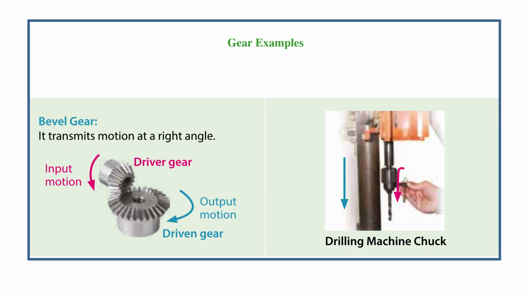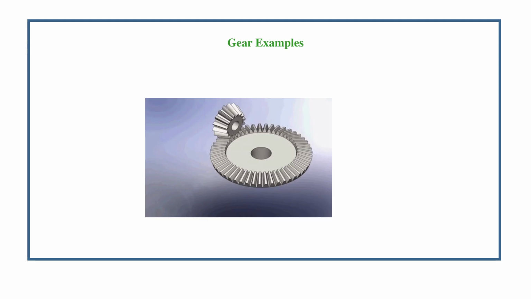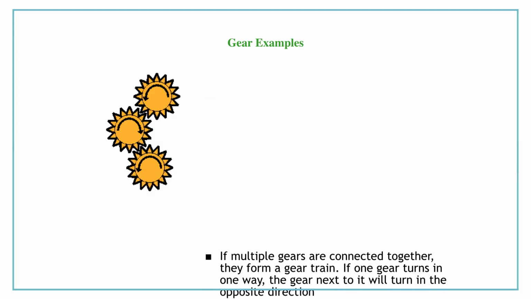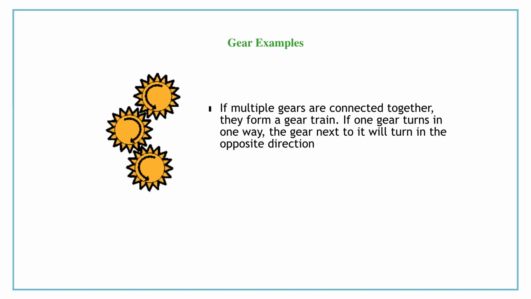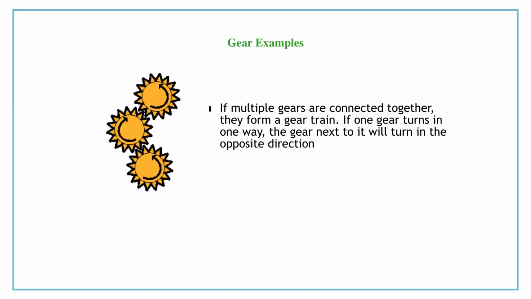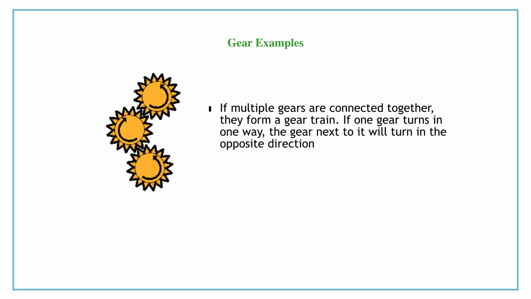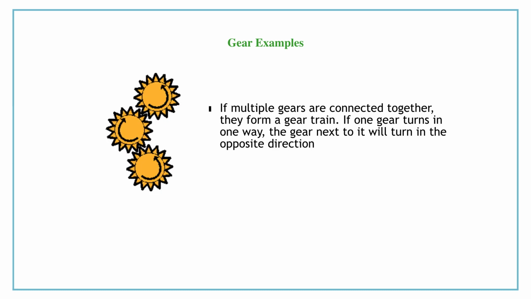A bevel gear transmits motion at an angle. You can see this in a drilling machine chuck. This is an illustration of how bevel gears work. If multiple gears are connected together, they form a gear train. If one gear turns in one direction, the gear next to it will turn in the opposite direction.